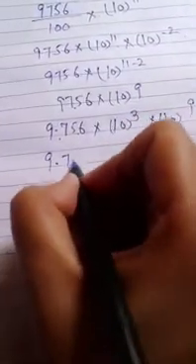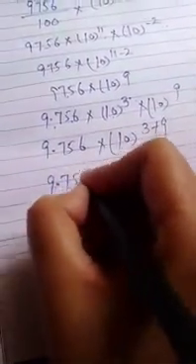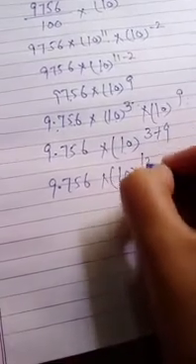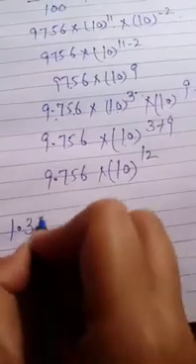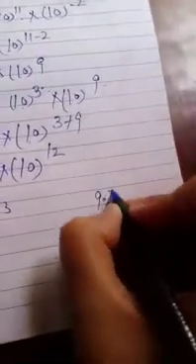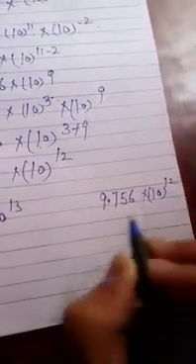Now 9.756 multiply 10 raised to power 3 plus 9. Powers will be added, the base is the same. So 9.756 multiply 10 raised to power 12. So now the scientific notations of the numbers are: one is 1.356 multiply 10 raised to power 13, and the other number is 9.756 multiply 10 raised to power 12.